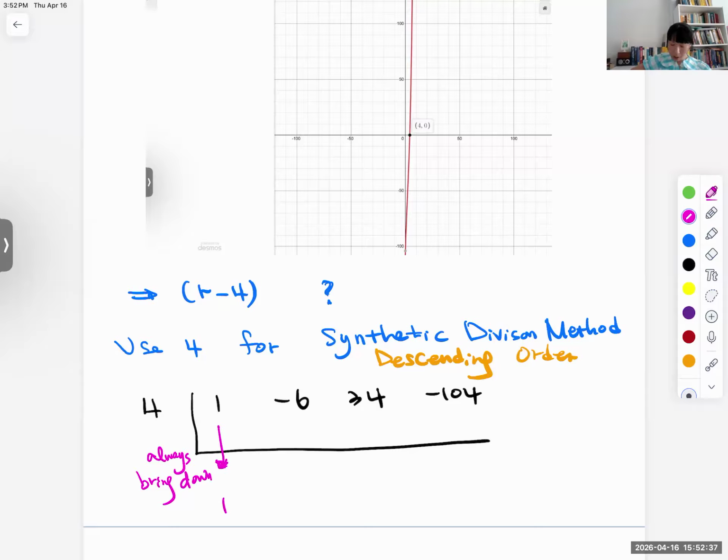So we have 1, and we multiply. So it's a 4, right? Okay, then we add. So -2 and multiply -8, then +26, multiply 4 times 26, we get 104, then it's 0. Yeah, now how do we arrange, right?